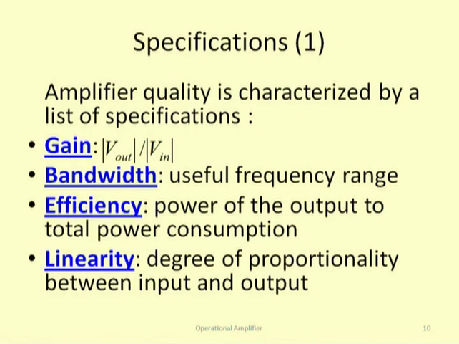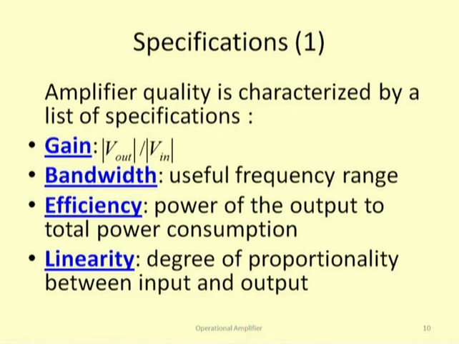Now the third parameter is the efficiency. An amplifier basically amplifies the strength of the input signal. In the process of amplifying the strength of the input signal, it takes energy from the supply voltage, and that is how it amplifies the strength of the input signal. But in this process, certain power gets dissipated in the form of heat. So if the amplifier dissipates less heat, then its efficiency is better.